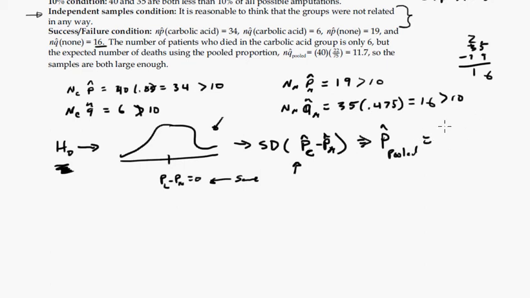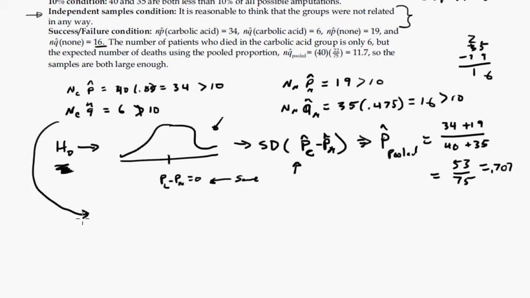So what do we get? We get 34 successes and 19 successes out of 40 and 35. So that's going to be 53 out of 75, which is 0.707. So what we can do now is we can check this condition one more time.